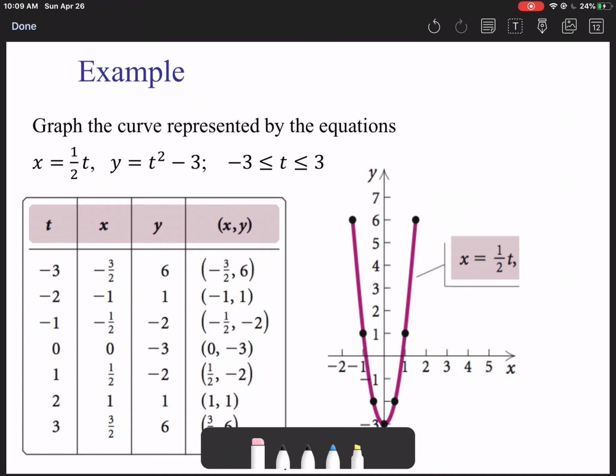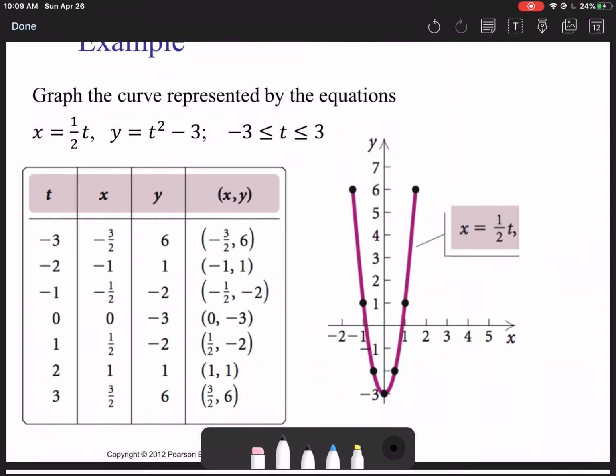What you will see done is arrows placed on the graph to represent the direction of the object. This textbook doesn't address that, but if you're heading into calculus, we will definitely talk about it. Not only do I want to show that this graph starts at the point (-3/2, 6), but as you move through your t values from smaller to larger, I'm tracing out the path of my object, or my particle.